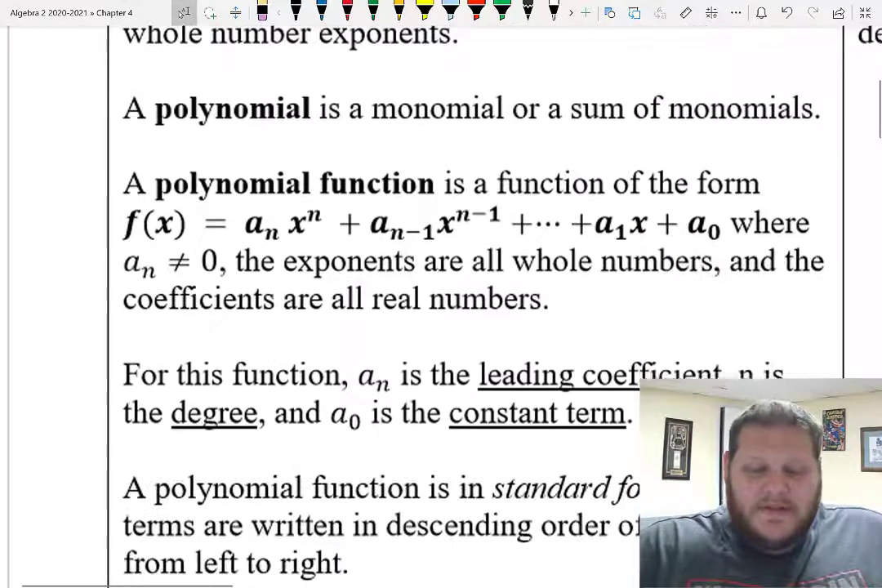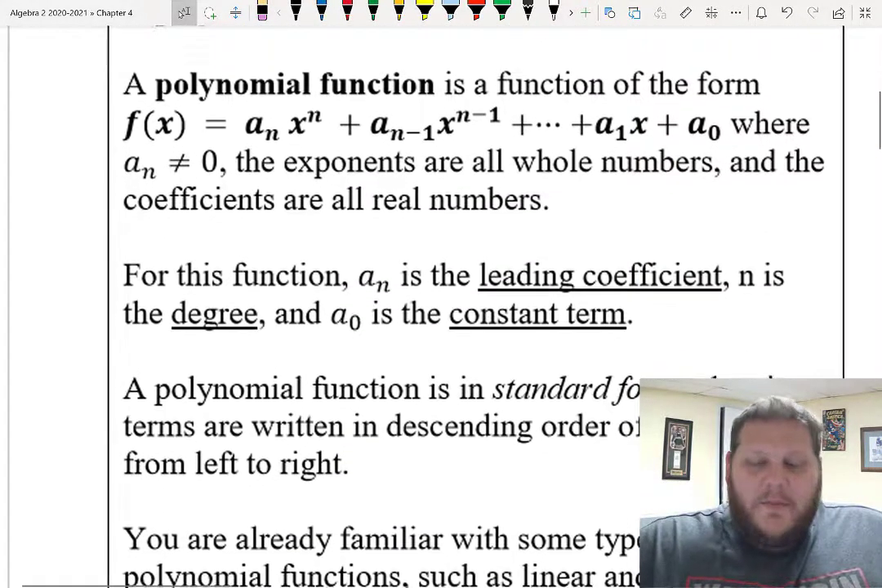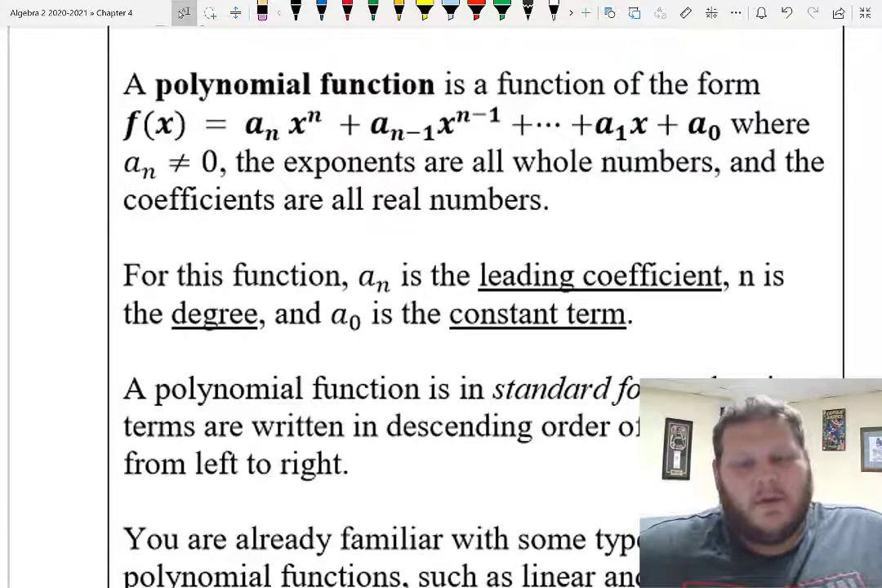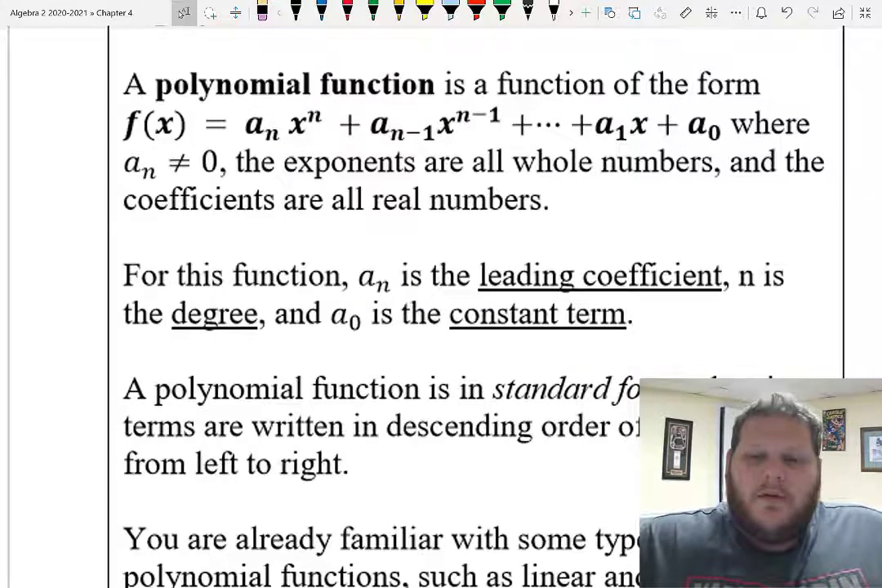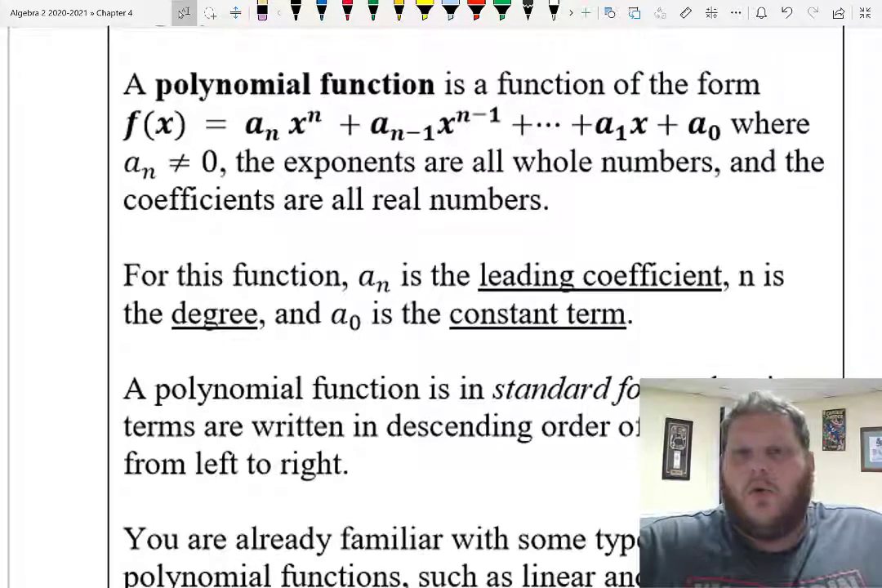A polynomial specifically is in the form a sub n x to the n power plus a sub n minus 1 x to the n minus 1, and so on. Really here, a sub n, those are all coefficients. Those are all going to be real numbers. Fractions and decimals are okay. But the most important thing here is that my exponents have to be whole numbers.